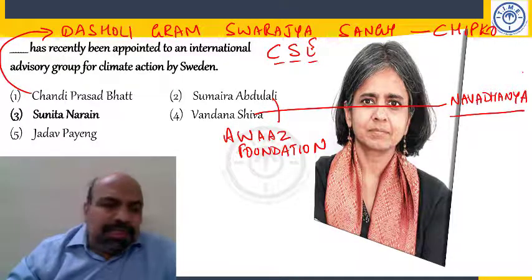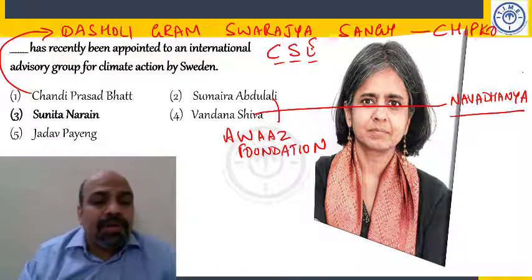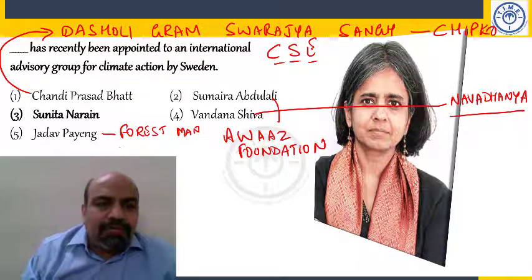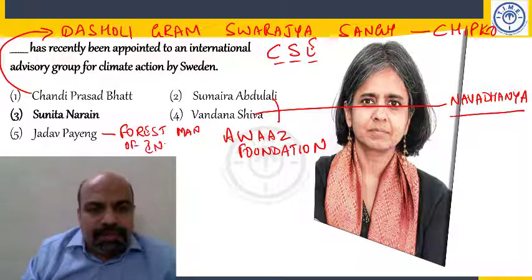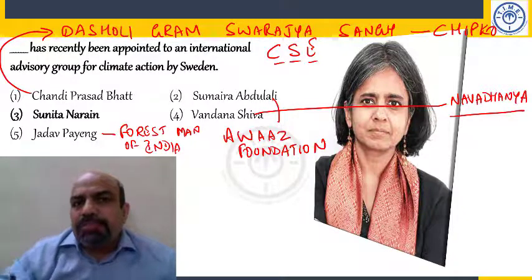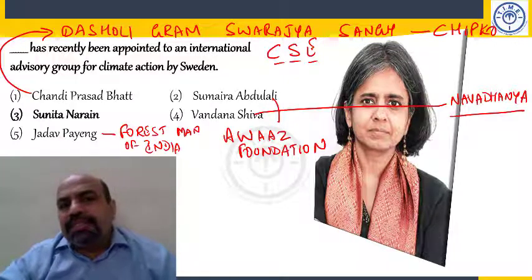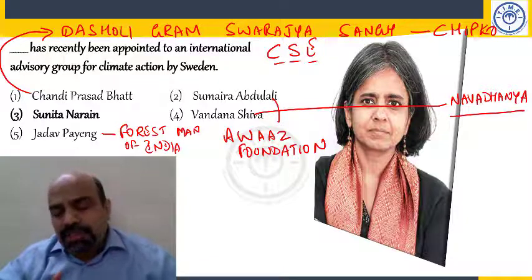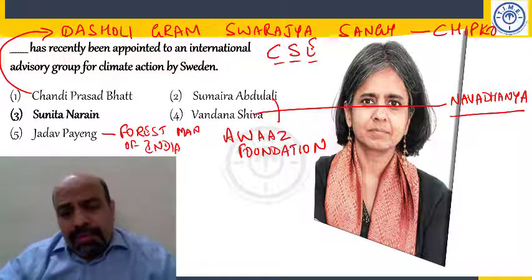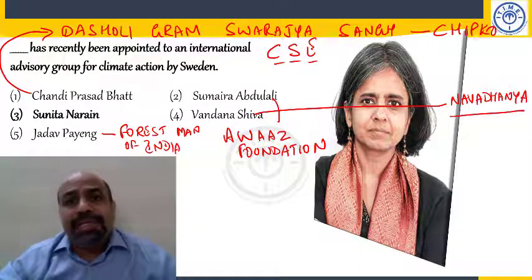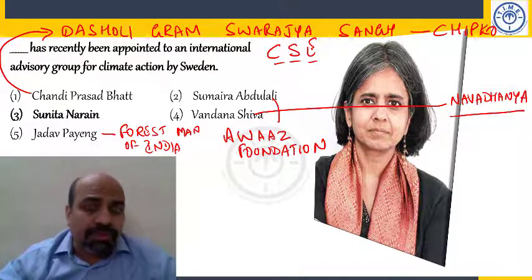Jadav Payang is nicknamed the Forest Man of India. He's from Assam. He belongs to this island called Majuli in Assam, which is in the middle of the Brahmaputra there. Now, this island is one of the largest river islands in the world. Not the largest, one of the largest. And this island has seen a lot of erosion. This erosion is eating into people's livelihoods also.